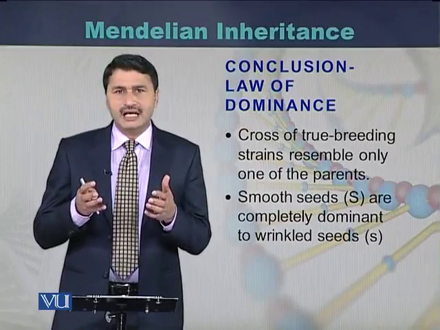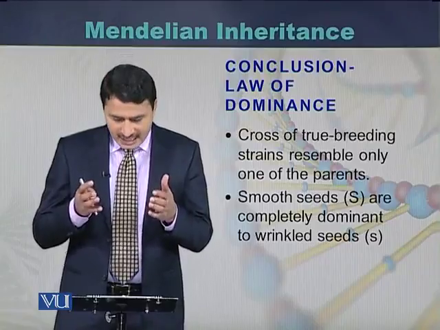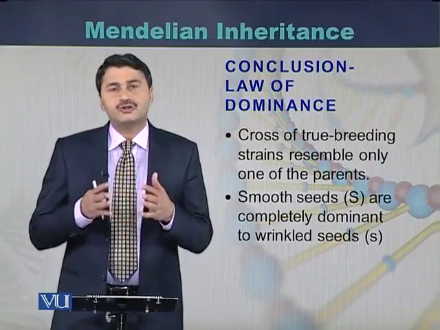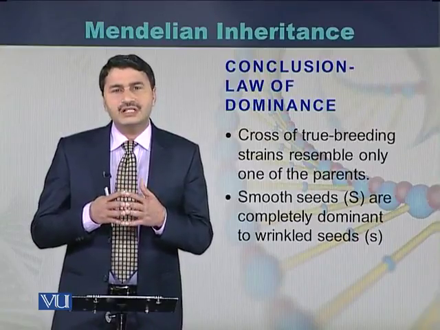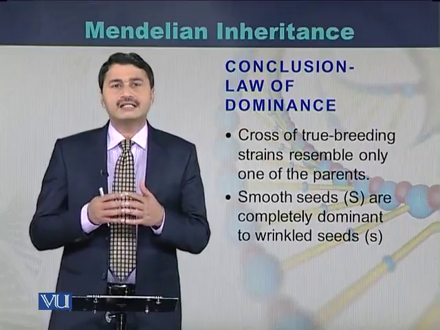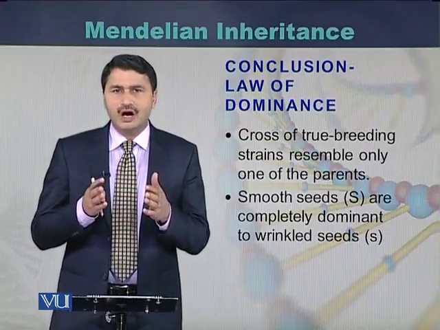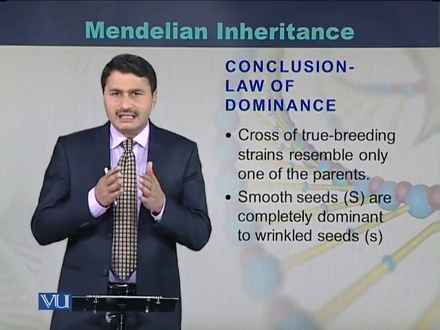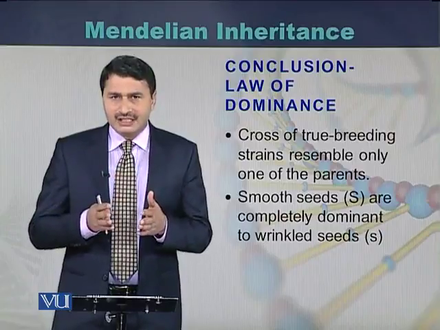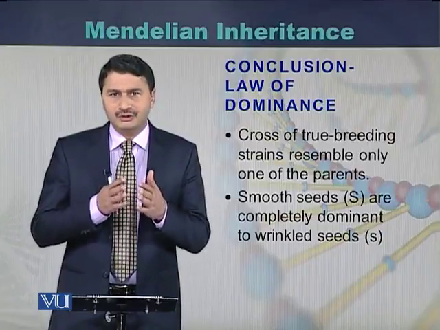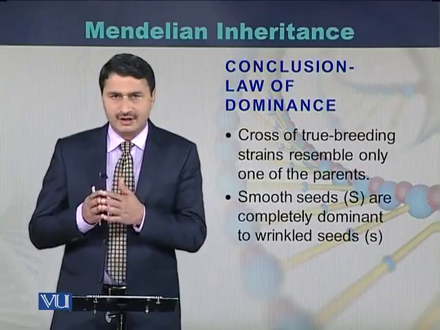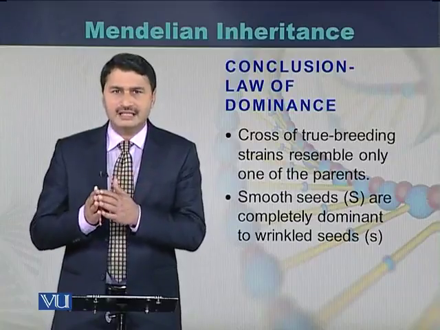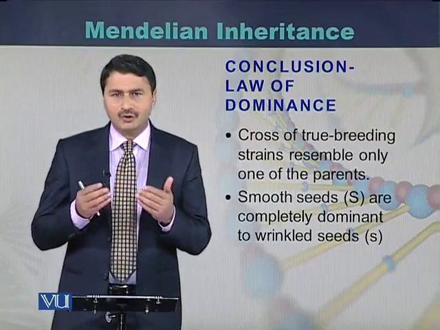Take the example of seeds, smooth seeds and wrinkled seeds. Smooth seeds are completely dominant over wrinkled seeds. So in the law of dominance, there is no third phenotype. The phenotype of the seed will be either dominant or recessive. So there is a clear relationship between dominant and recessive. So this is the law of dominance.